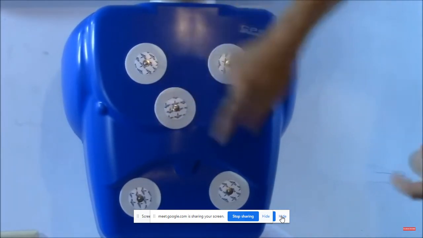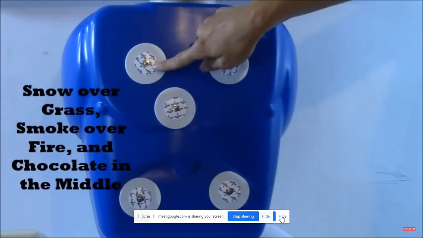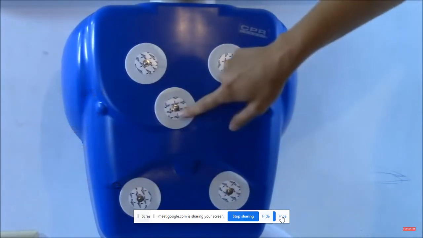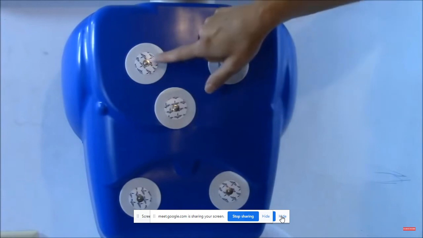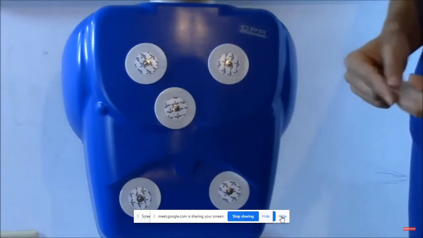And you are done. And then you'll connect your wires. So let's go over it again. You have snow over grass, smoke over fire, and then chocolate in the middle. So you'll connect your electrodes to this. You'll immediately then call the telemetry unit for your hospital.